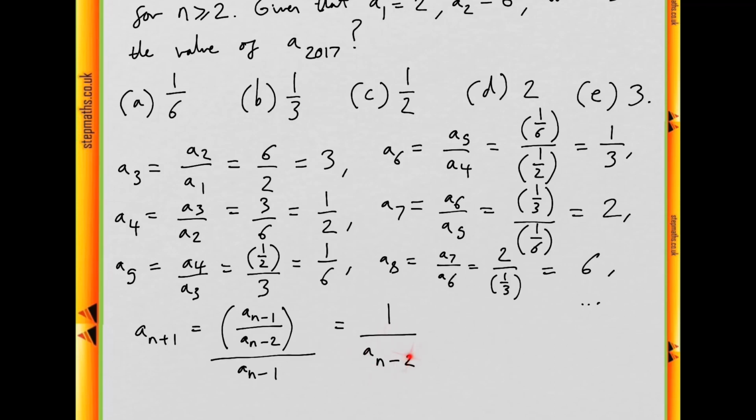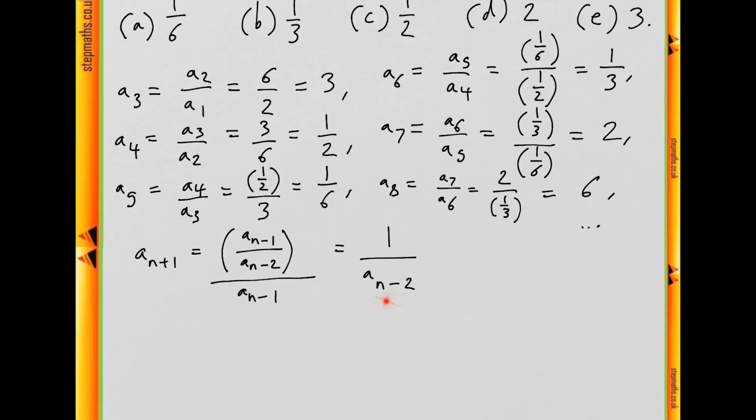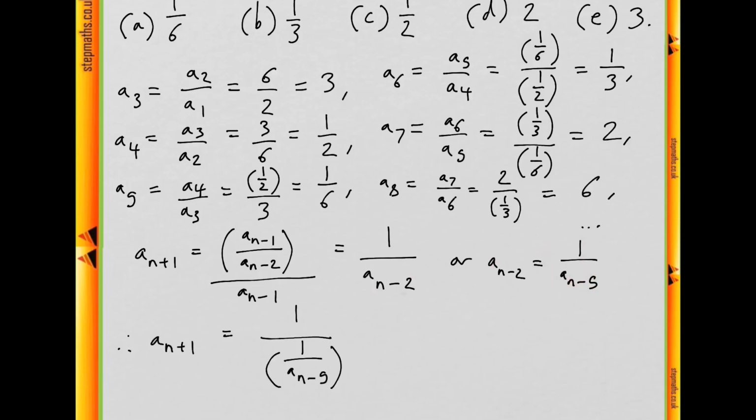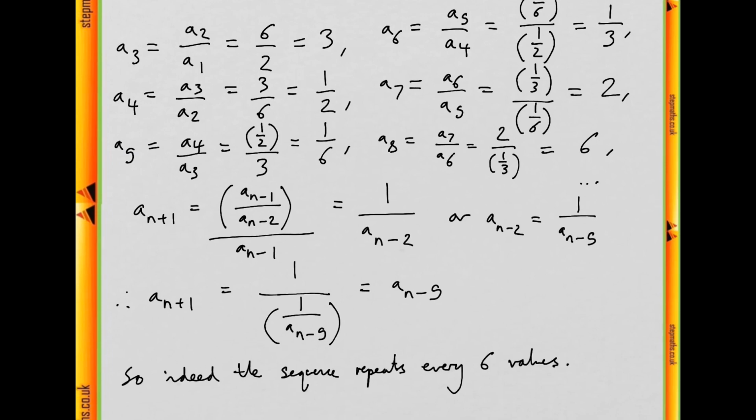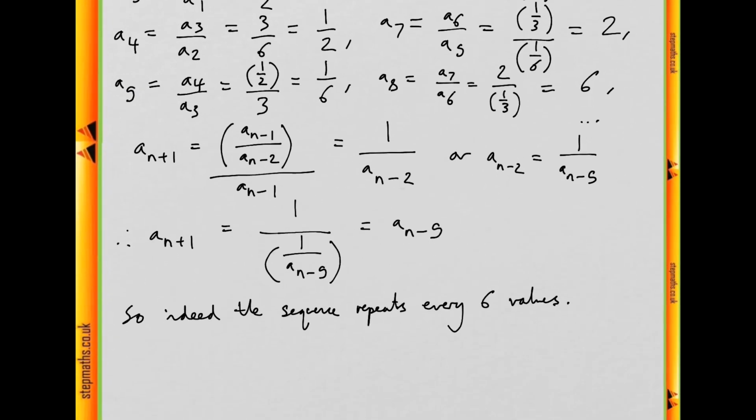Let's go one step further and substitute that formula in for this a_(n-2). First we can use this again here. So a_(n+1), if we reduce the index down by 3, is a_(n-2), and this becomes a_(n-5). Now let's stick this into here, and we can see that a_(n+1) is just a_(n-5). So indeed we can conclude the sequence is repeating every 6 values.